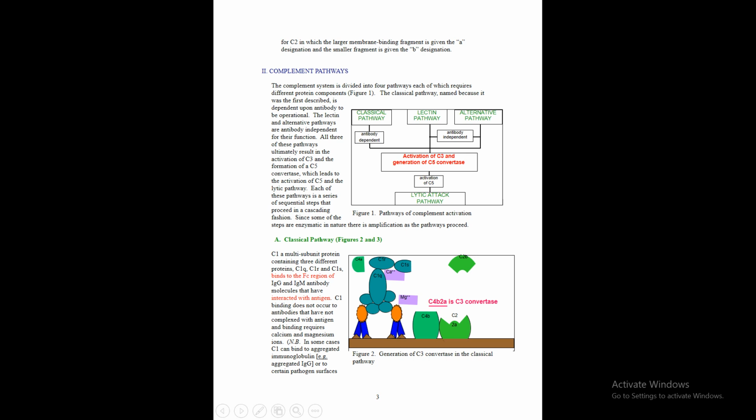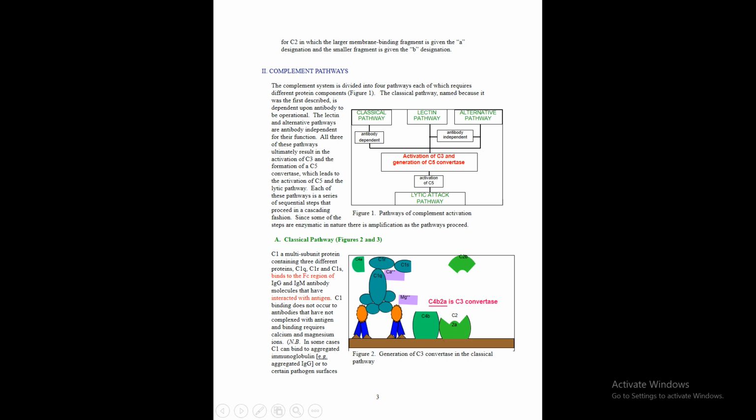So there will be a classical pathway, lectin pathway, and the alternative pathway. The classical pathway is an antibody-dependent pathway where there will be a binding of antibody to antigen and resulting activation of this pathway. The other types, as we talked, are the lectin pathway and alternative pathway. Both of them are antibody-independent. These different types of pathway result in activation of complement C3 and generation of C5 convertase. Activation of C5 will result in lytic attack pathway, where there will be formation of membrane attack complex, and the resultant is the lysis of the cells.